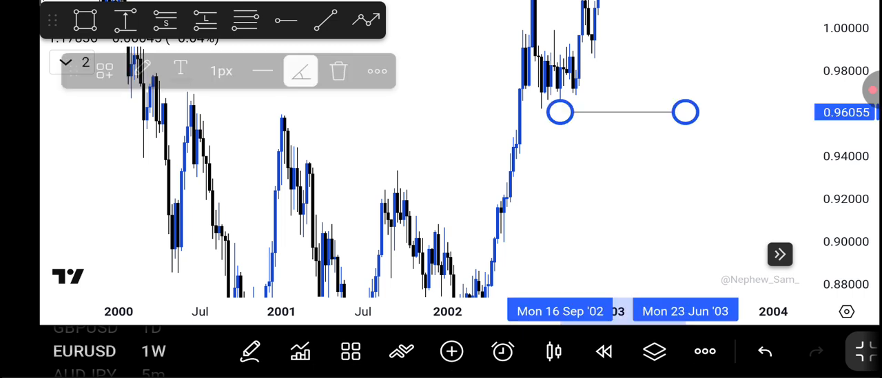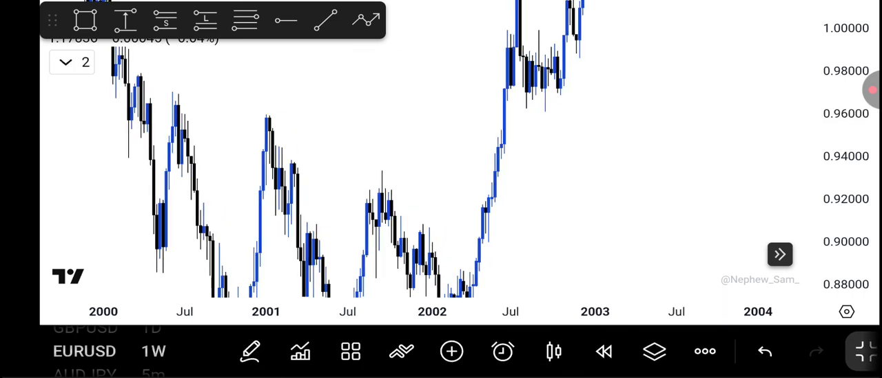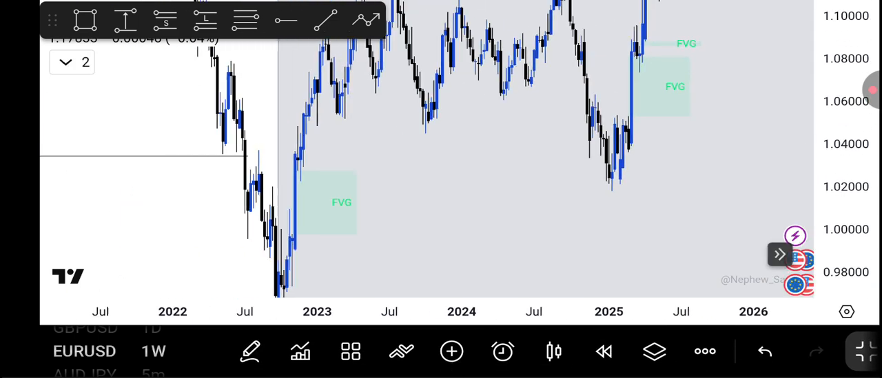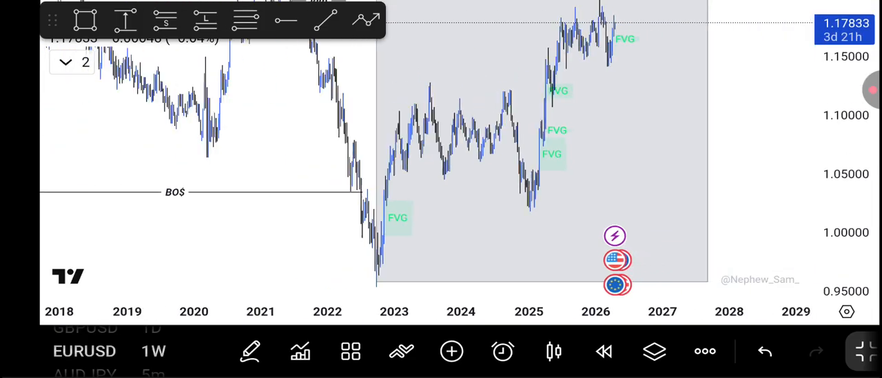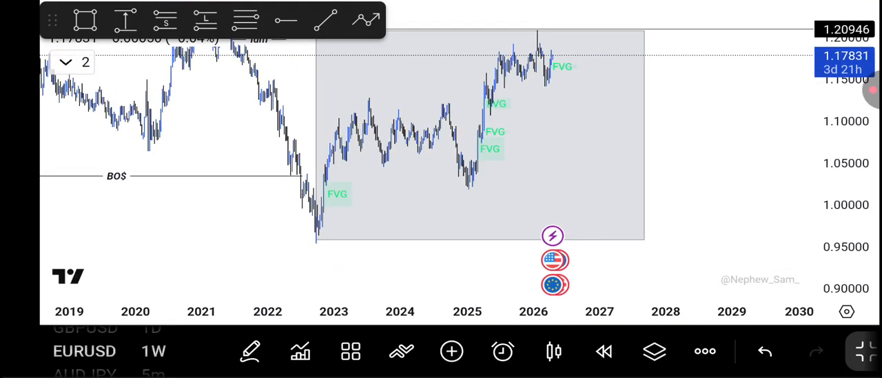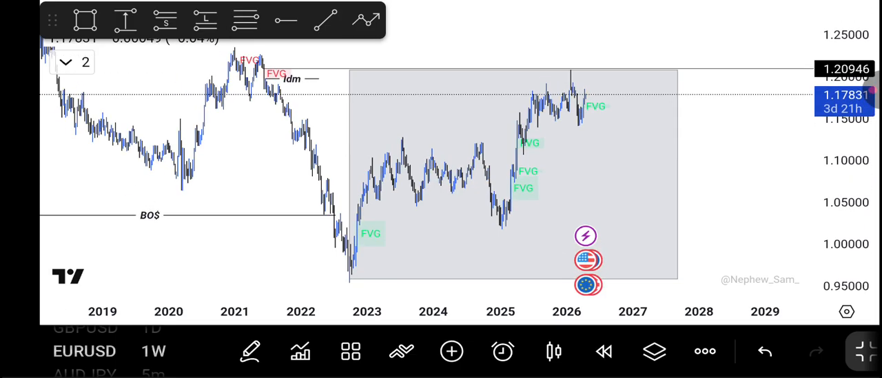So now let's go and analyze the internal structure. So the internal structure now is telling us that Euro USD is in the uptrend, right? It's an uptrend. Don't forget that our directional bias from the weekly time frame is downtrend. Yeah, it's downtrend. It's bearish.